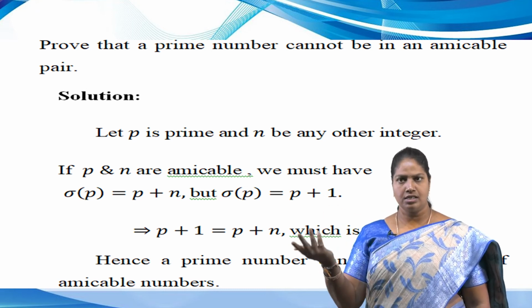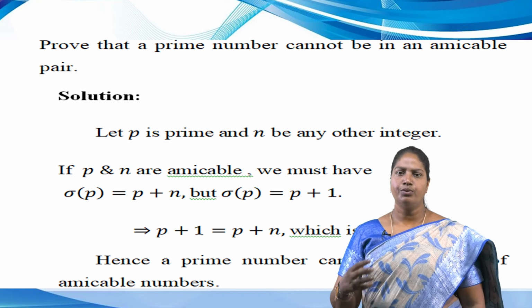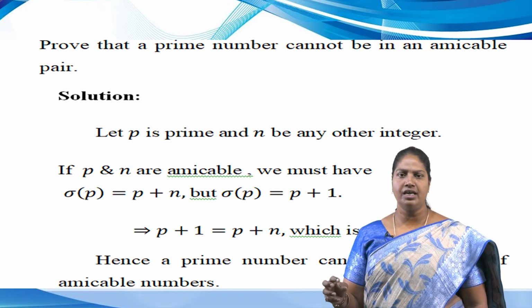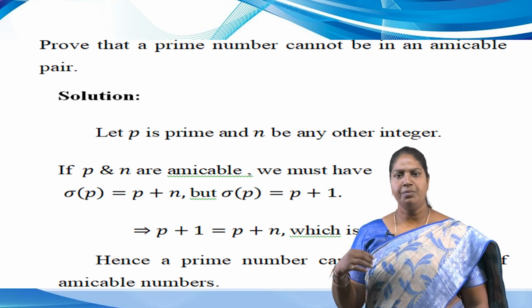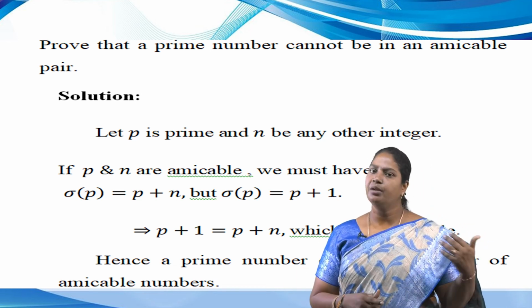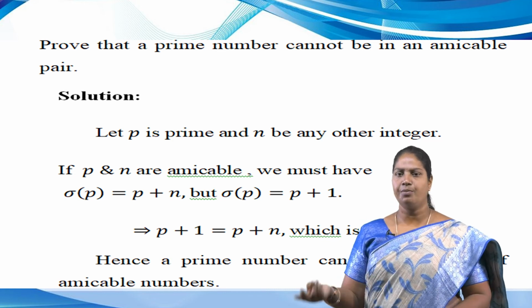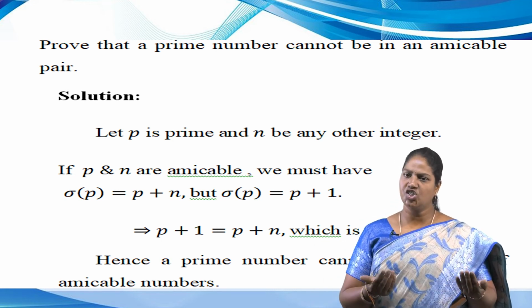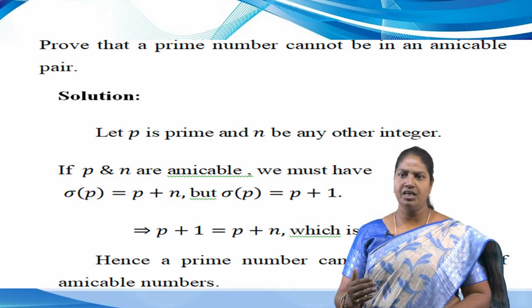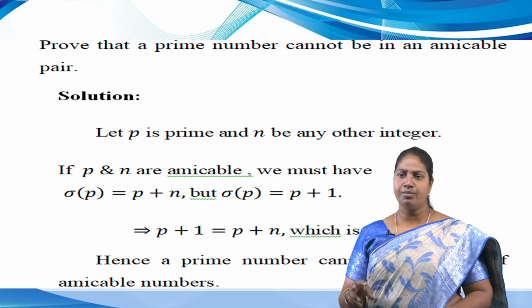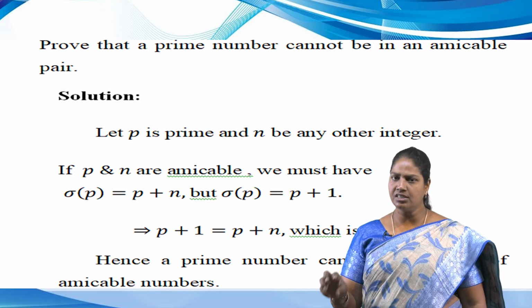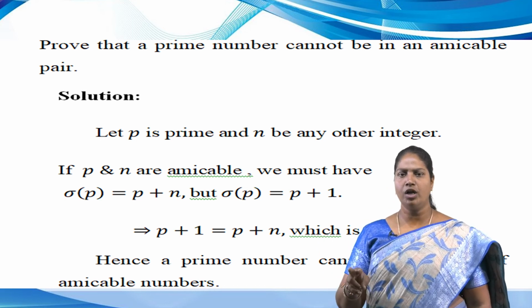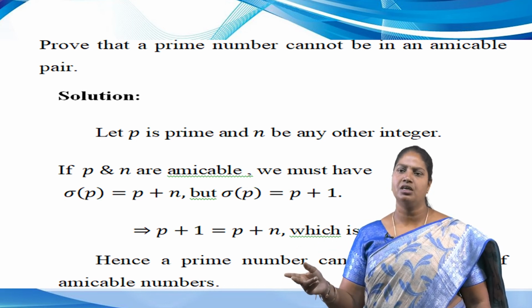Now let me give the solution for the next problem, that is, prove that a prime number cannot be in an amicable pair. Solution: let p be any prime number. Let n be any other integer. If p and n are amicable numbers, then by the definition of amicable numbers, sigma of p should be p plus n. But according to the definition of prime numbers, the only divisors of p are 1 and p. So in this case, sigma of p is equal to 1 plus p.